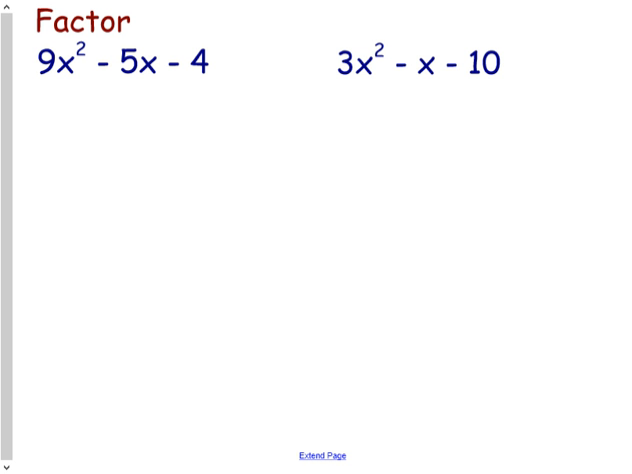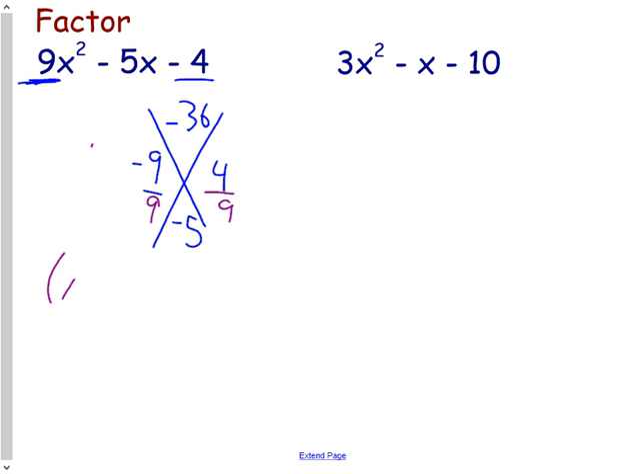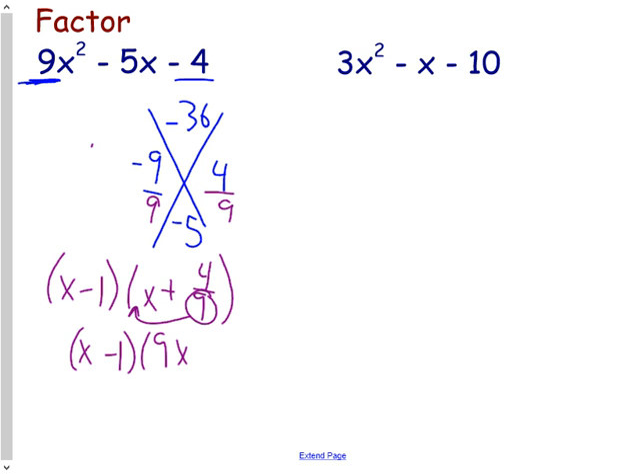Now, the last 2 we'll do are right here. So try them out on your own by pausing the video, and then check your answer. 9 times -4, -36, add equal -5. 9 minus 4 is 5, so it's going to be -9 plus 4. Bring back to divide by 9. So dividing both pieces by 9, I get x minus 1 and x plus 4/9. And then bottoms up. Bringing the 9 back up to get x minus 1, 9x plus 4.